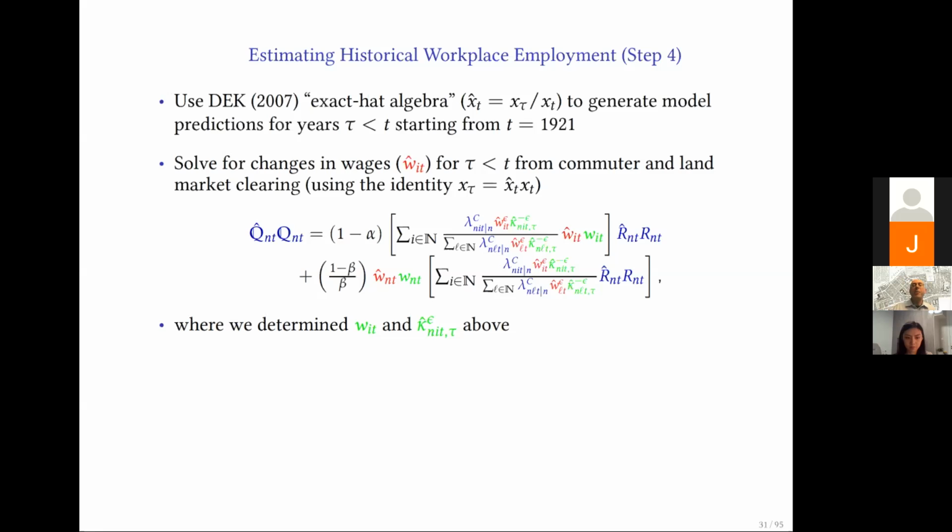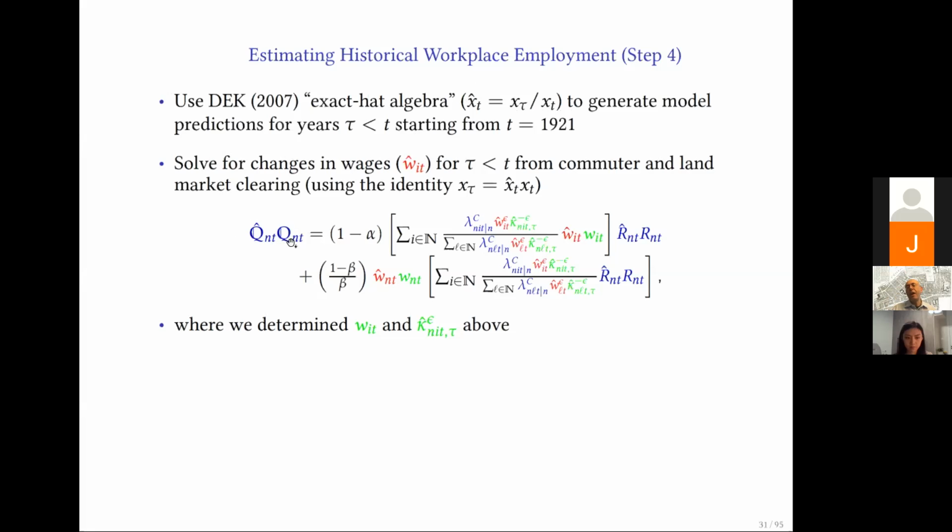Why? Because I'm going to rewrite my equilibrium condition in the earlier year in the 19th century. On the left-hand side, I've got the income of landlords. I'm going to rewrite the income of landlords in, for example, 1851 as equal to the income of landlords in 1921, which I do observe, times the ratio of the income of landlords in 1851 to 1921. Okay, and so the hat here, the exact hat, just means the ratio of a variable in year tau divided by the value of the variable in year t. And this is obviously just an accounting identity.